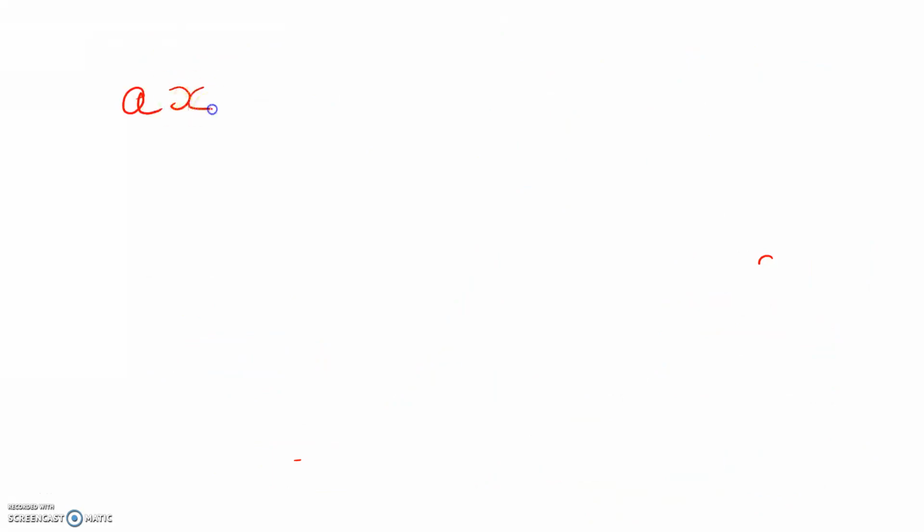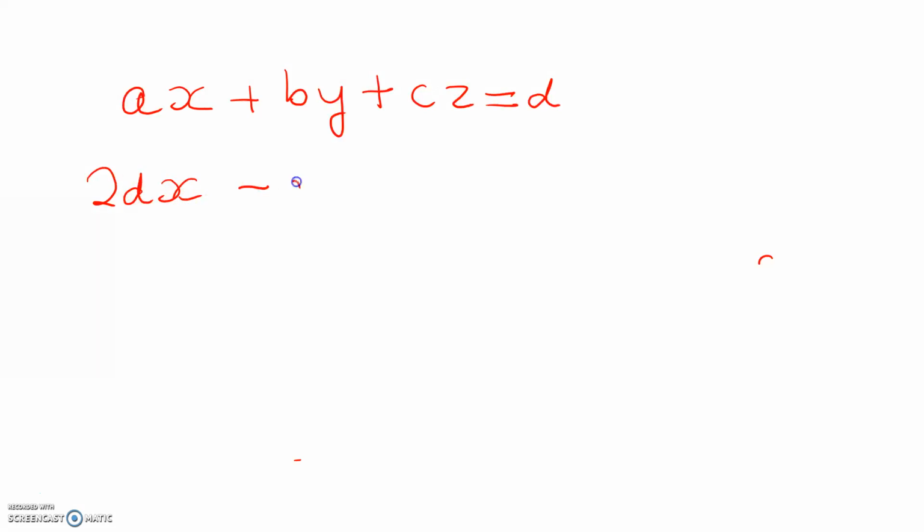Remember the equation of the plane is ax plus by plus cz is equal to d. But now we've got a is equal to 2d, so 2dx minus dy plus dz is equal to d.